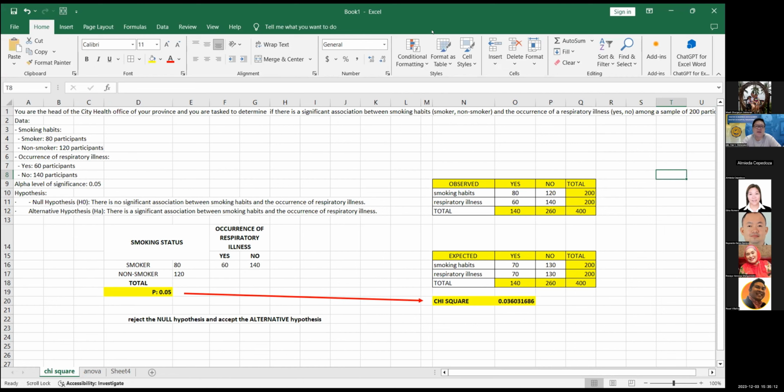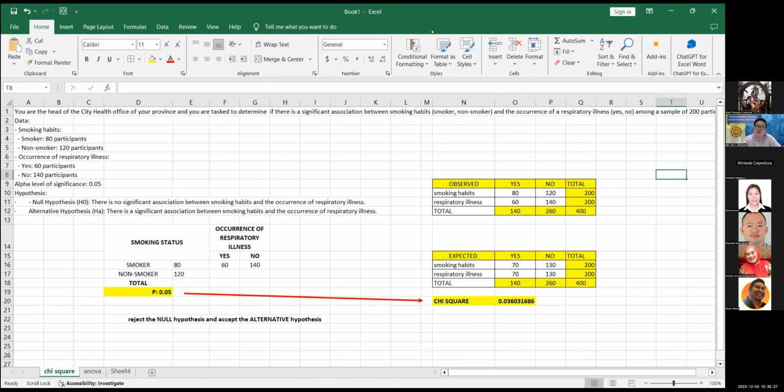Sige po. Babalik ako dun sa first na ginawa ko. This is not an actual research. These are hypothetical numbers, para lang may ipakita kung paano kayo mag-compute.